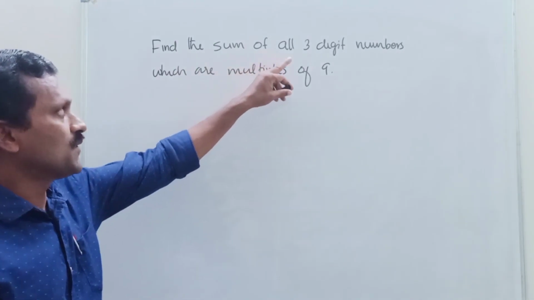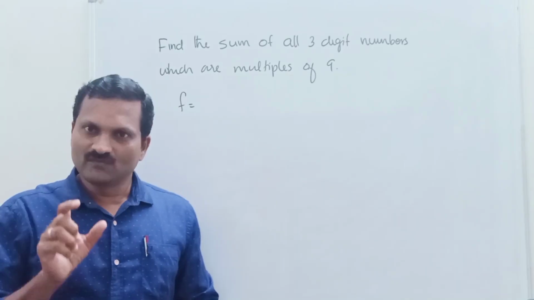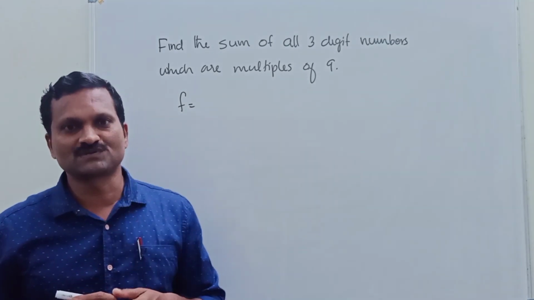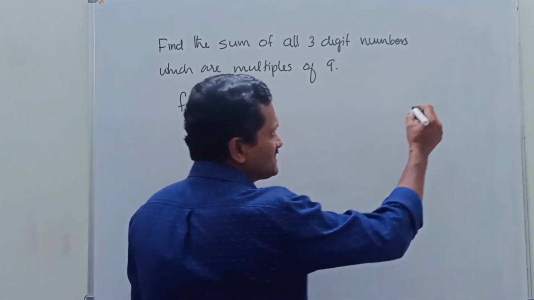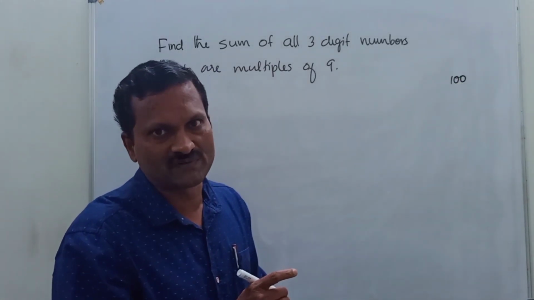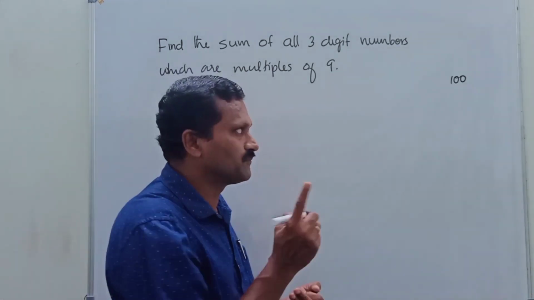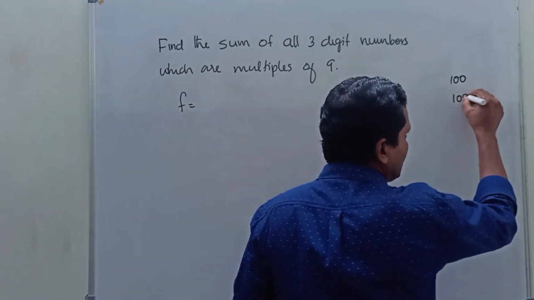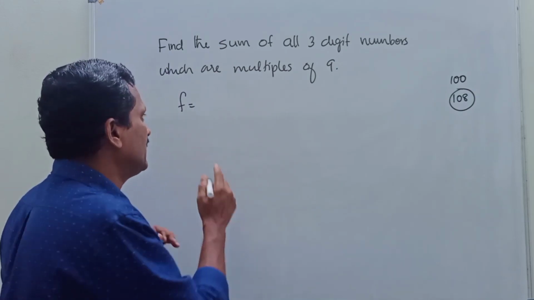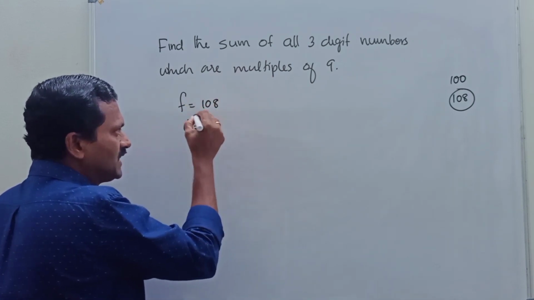Find the sum of all 3-digit numbers which are multiples of 9. We know that the first 3-digit number is 100, but 100 is not divisible by 9. So we think, what is the first number? By trial method, we can find 108 is the first 3-digit number which is divisible by 9. Therefore, f equal to 108 and d equal to 9.